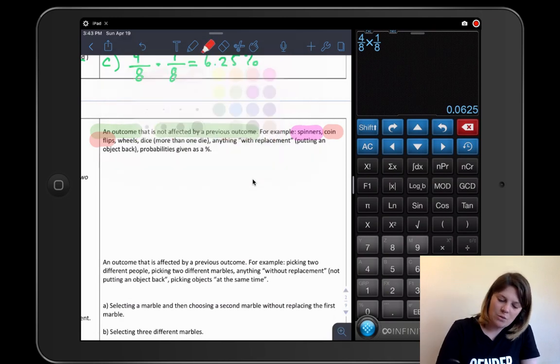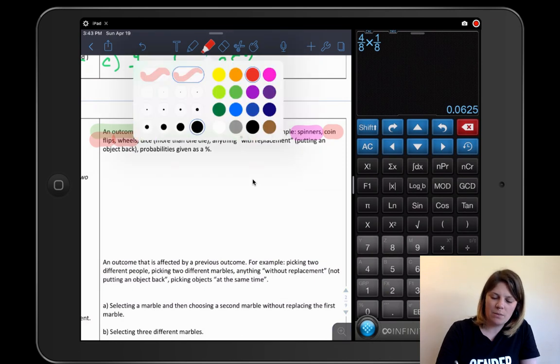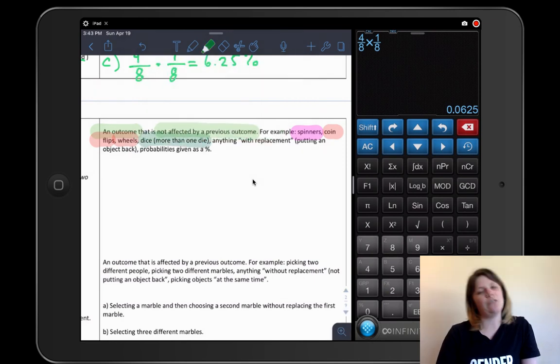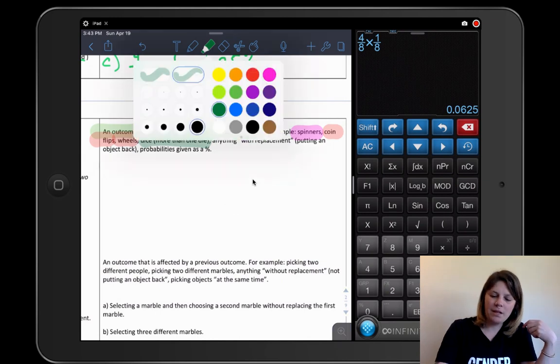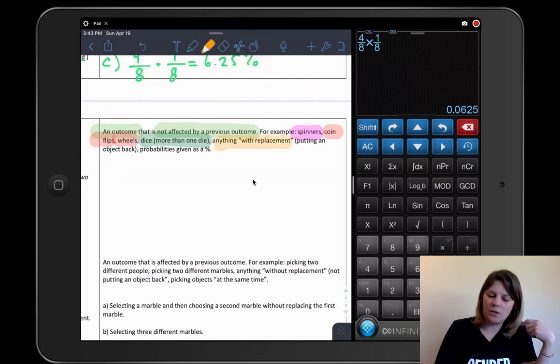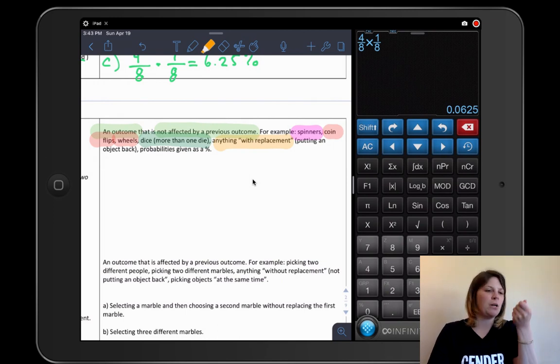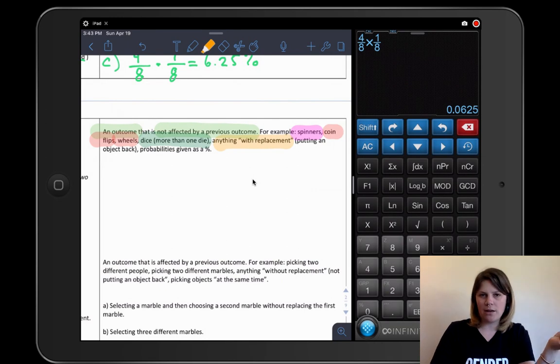Let's talk about wheels. Wheels are the same as spinners, so don't worry about that. Dice. Dice just means more than one die, and you might see the word number cube used also for this. But basically, if you roll a die, it doesn't change if you roll another die. And then we're going to see some examples of something called with replacement. That means you're putting an object back. If you have a bag of marbles and you pull a marble out, you put the marble back in and shake up the bag again, it's as if you never took the marble out, right? And we'll see an example of without replacement in a minute.